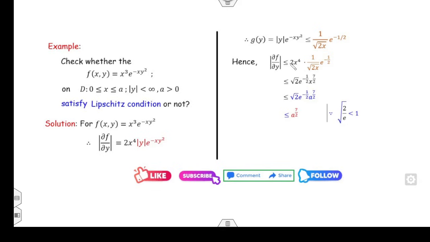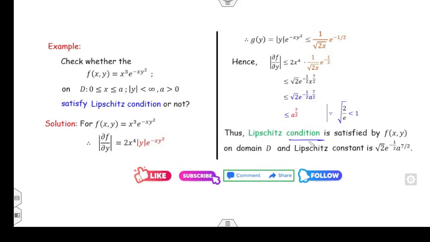Now since this number is a constant, the Lipschitz condition is satisfied, and the answer for the bound is a raised to power 7 over 2, or you can write the bound as root 2 over e times a raised to power 7 over 2. Whichever you like, write that bound, or you can write a to the power 7 by 2. Fine. So this is a simple way you can solve all those 20 plus examples in this video.